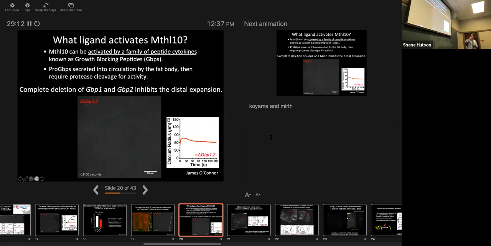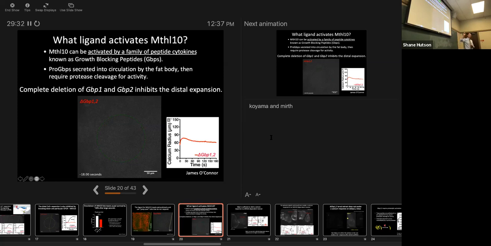All right, so there was existing literature on Methuselah-like 10. It was known to bind to these peptides called growth blocking peptides. There are 5 of them in the fly, but 2 of them are expressed in the adult in all tissues. The others are expressed in specific places at different times.